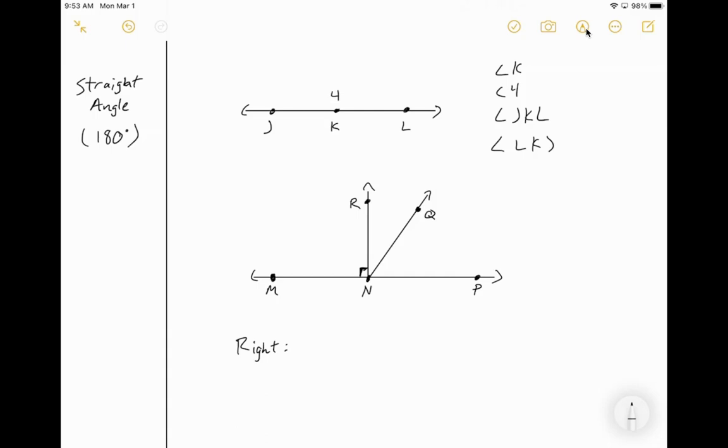All right, I'm seeing some people getting it. Very good. Okay. The first right angle that I see, the 90-degree angle, a lot of you are putting R, M, N, R. Very good.